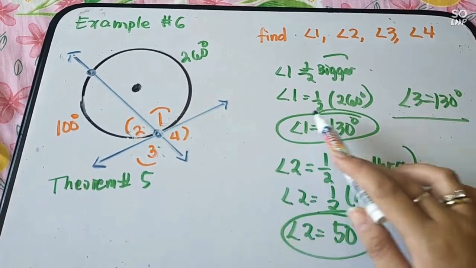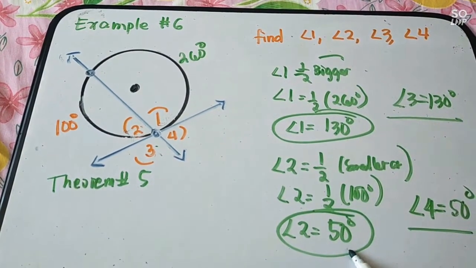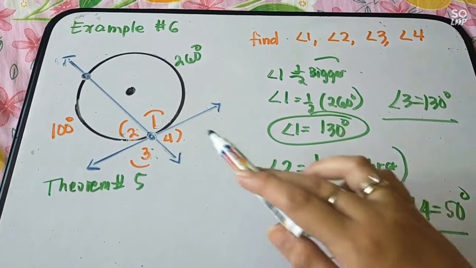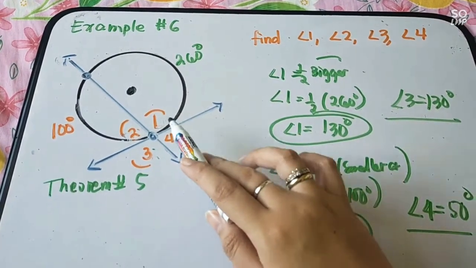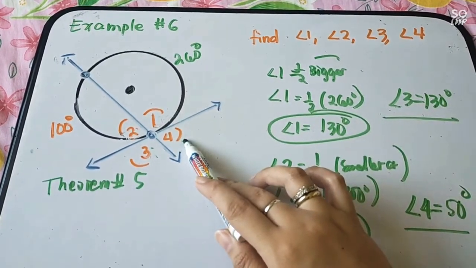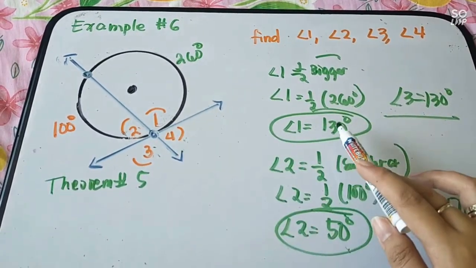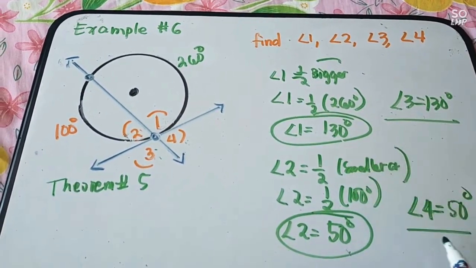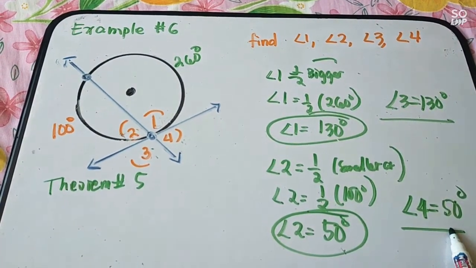Sige nga, add natin. 130 plus 50, the answer is 180. Diba? Tama? Tignan mo 'to. Si angle 1 and angle 4, they are supplementary. So, dapat 180 'yan kapag inadd. Okay? Straight line kasi eh. So, si angle 1 is 130, si angle 4 is 50. When you add it, we have 180 degrees.